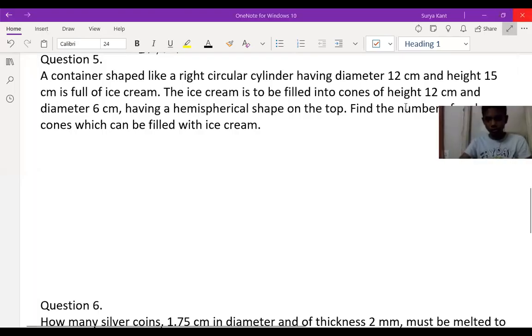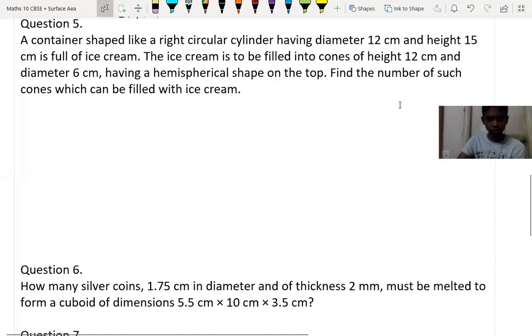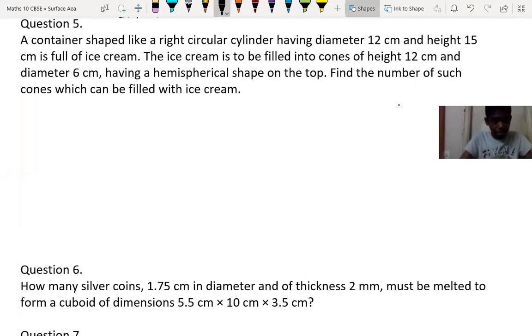A container shaped like a right circular cylinder. I just first of all make a right circular cylinder over here.